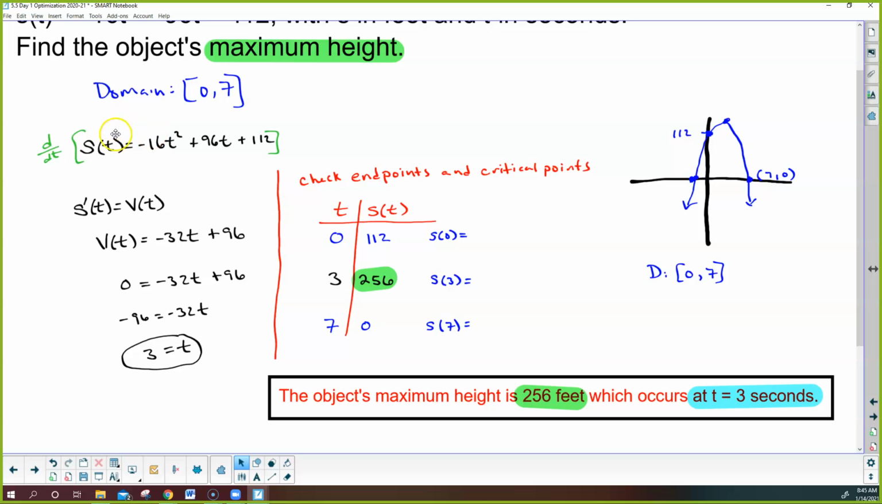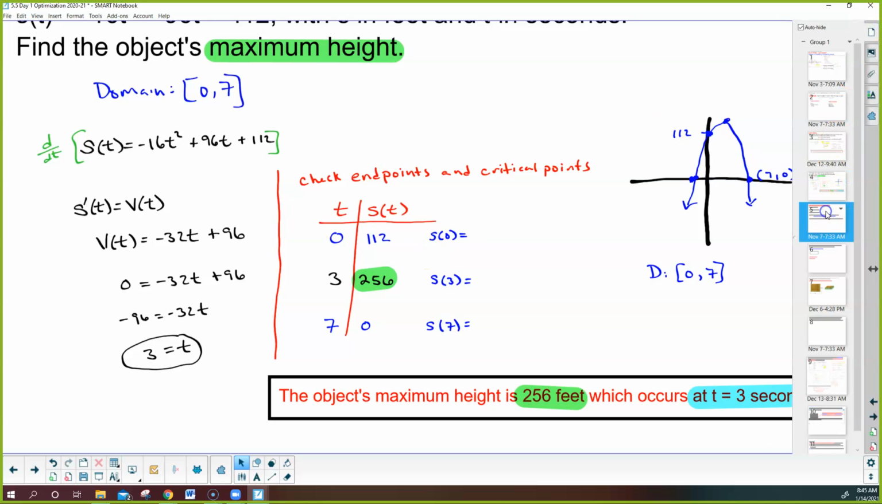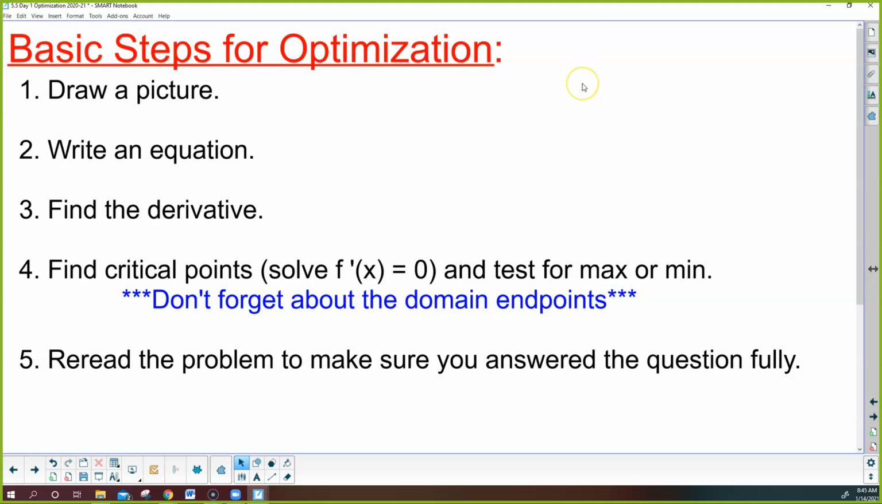Okay, so nothing crazy, right? We took the derivative, we set it equal to 0, we checked the endpoints and the critical points, and whichever one has the highest output, that's my answer. I'm not going to give you time to write this down. If you like it, you can copy this down from the notes that'll be posted later on into your notebook.